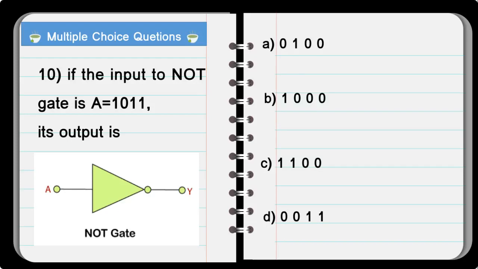Question number 10. If the input to the NOT gate A is equals 1, 0, 1, 1, then its output is option A. 0, 1, 0, 0. Option B. 1, 0, 0, 0. Option C. 1, 1, 0, 0. Option D. 0, 0, 1, 1.